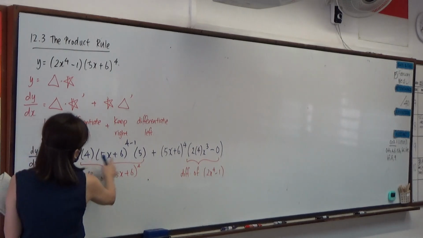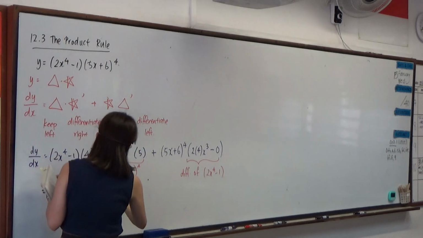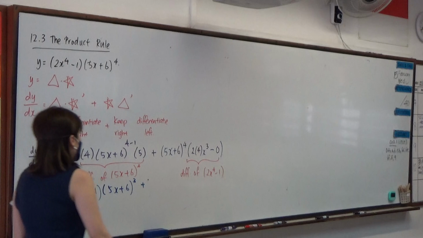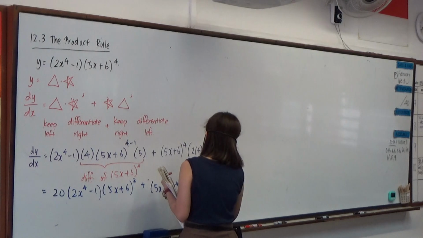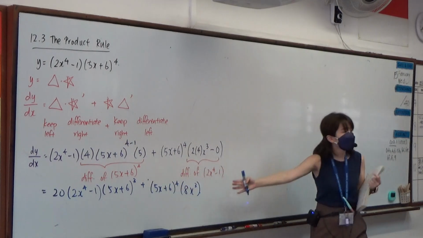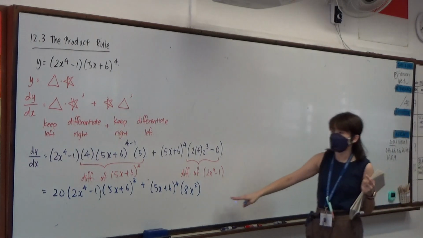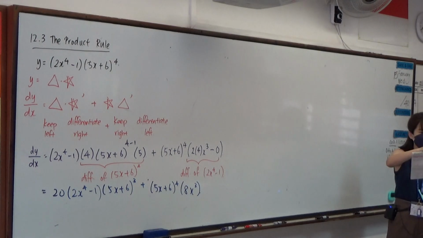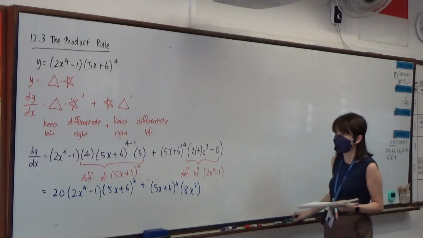So we simplify it, 4 times 5 is 20. Then this one you'll get 5x plus 6 to the power of 3. Then we have 5x plus 6 to the power of 4 and 8x. You can leave your answer like this, don't have to go about factorizing, unless the question says to leave it in a certain format. So it is perfectly fine to leave your answer in this manner already. Any questions? All good? Okay.